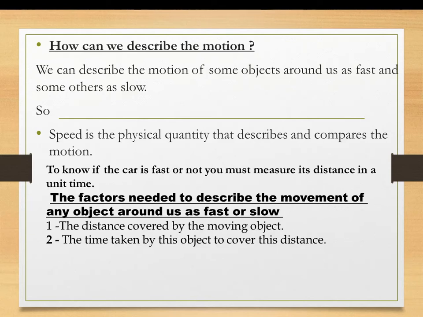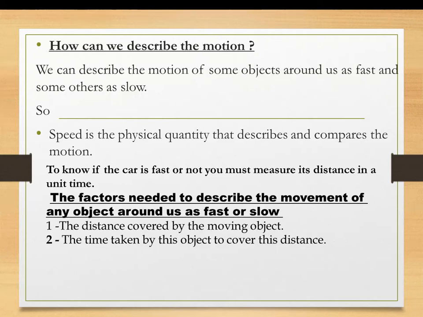Okay, if I say I have a very fast car, it moves a long distance in a very small time. So it's fast, its speed is high. So I will talk here about two items: distance and time. It will move a long distance in a short time, so it's fast, its speed is large.